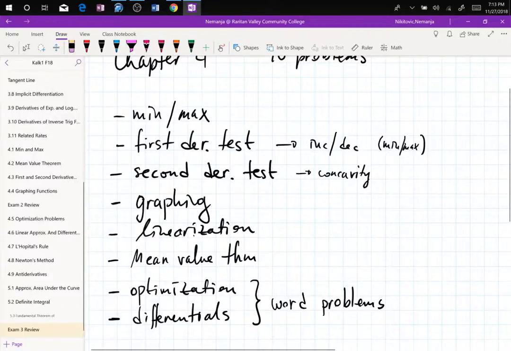Mean value theorem, 4.2. Average equals the instantaneous. You got to know the formula and conditions. Because if the function is not continuous, the theorem doesn't hold. Right? So the mean value theorem doesn't hold if the function is not continuous. If it's not differentiable, it doesn't work again because one part of the formula is f prime. Well, if it's not differentiable, how are you going to do f prime? See that? So you need to know conditions.